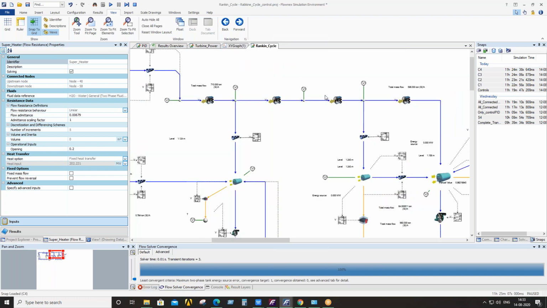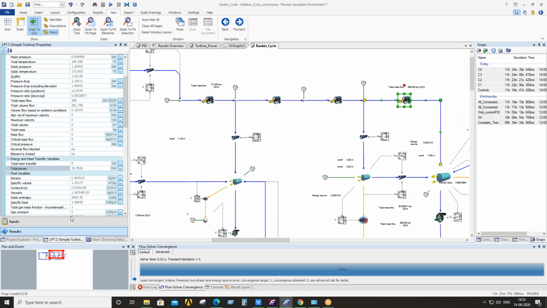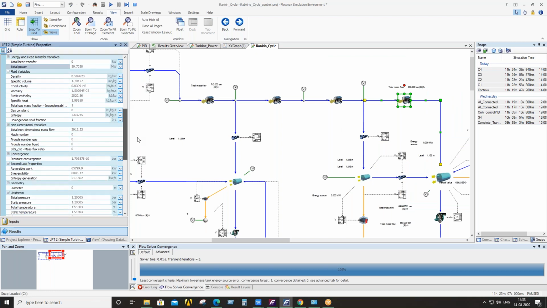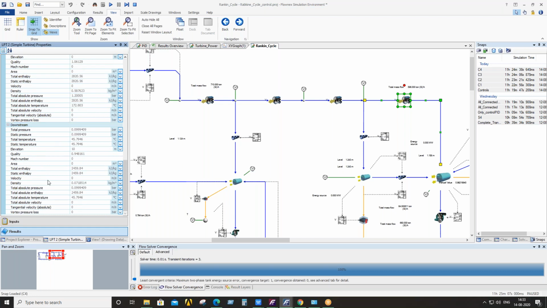You can see from this diagram also, at the downstream of the HP turbines, in the results menu, you can see the quality of the steam. Quality means it is actually the mass fraction of the steam. So here you get the mass fraction of 0.94816, which is the saturated steam.